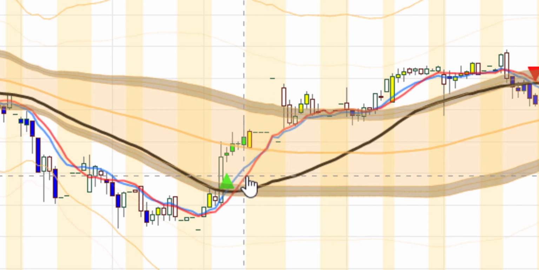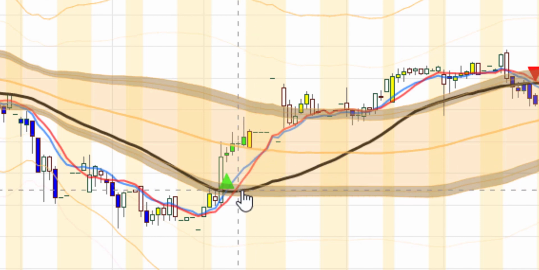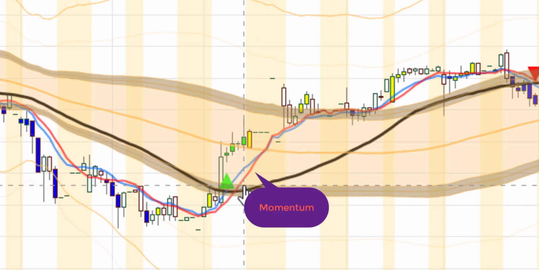The blue line is called the compass. It's the true north, if you will, of the stock, the direction it's going, just like you would use a compass to find your true north. The red line is the momentum. It is how fast it is moving in that direction and also which direction it's moving.